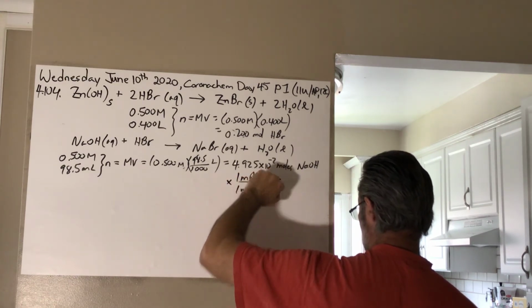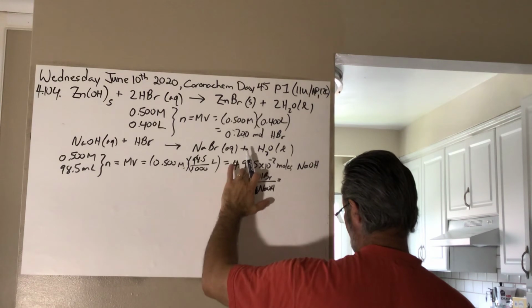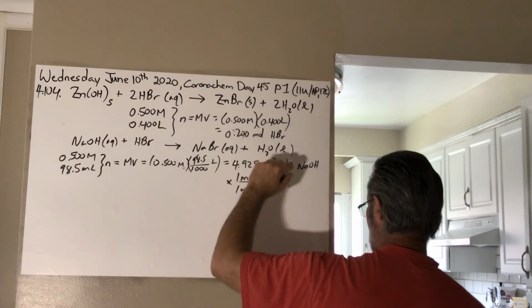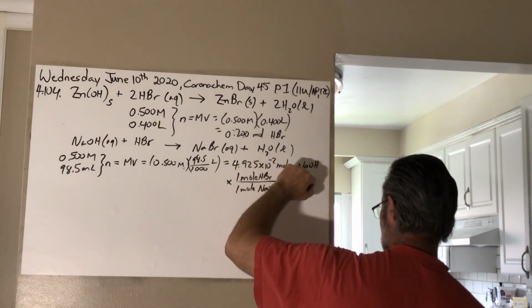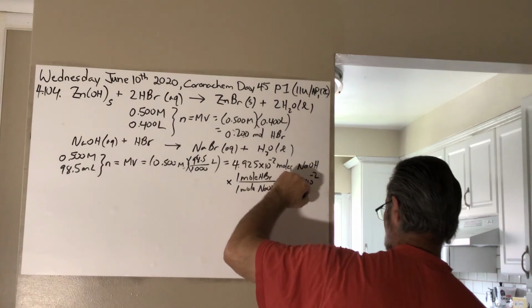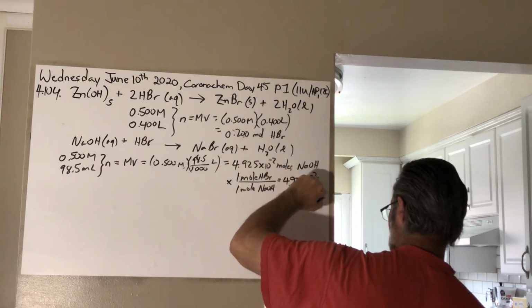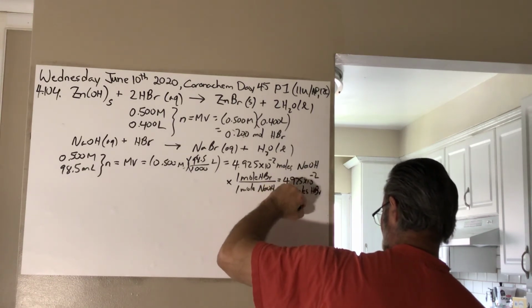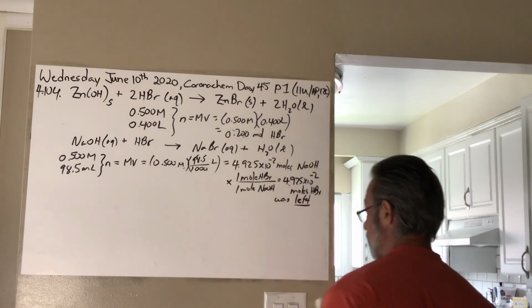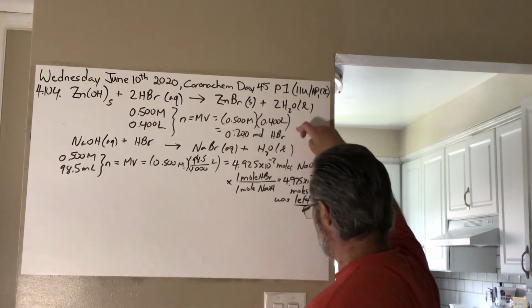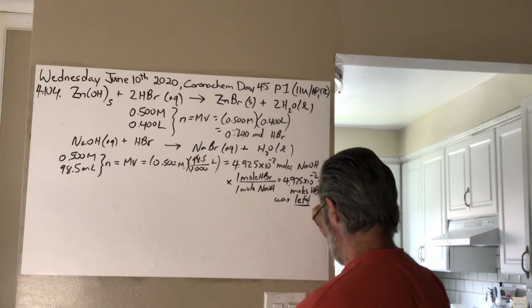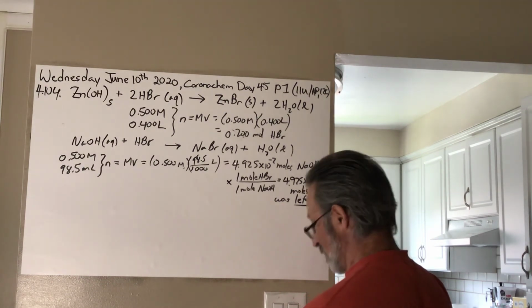If you really want to show that step formally, you can do that, but it gives you the same number because it's 1-to-1. So 4.925 times 10 to the minus 2 moles of HBr was left. It was still left. So you had 0.2 moles, and then you proved that there was an additional 4.925 times 10 to the minus 2.